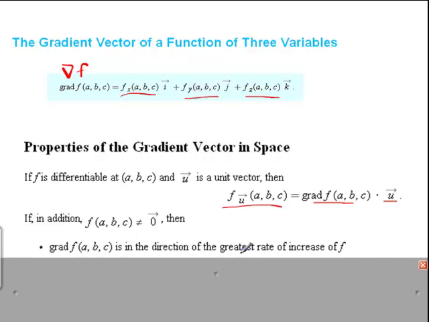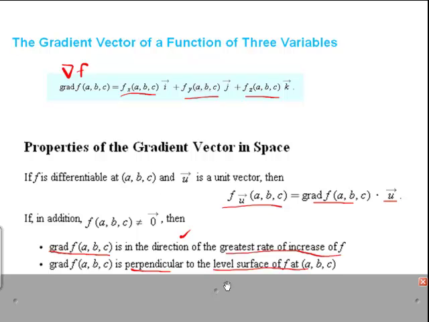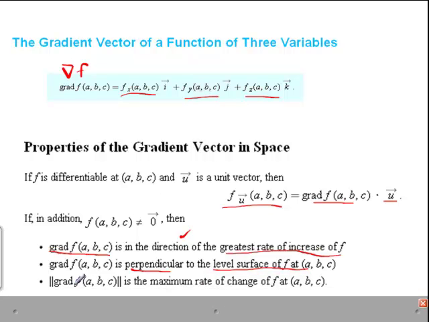and we know that the gradient vector is in the direction of the greatest rate of increase of f. It's perpendicular to the level surface, and the magnitude of the gradient vector is the maximum rate of change of f at a, b, c. Okay, and these are totally analogous to 2D that we worked in the last video.